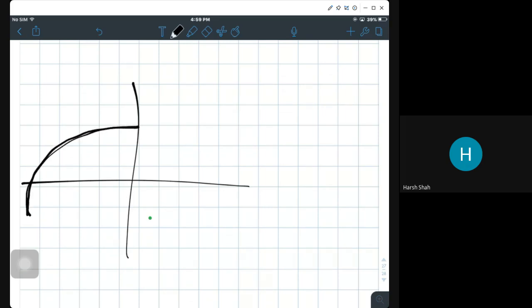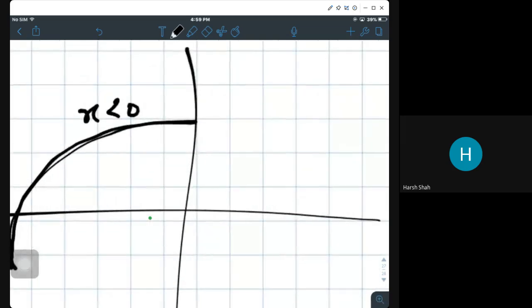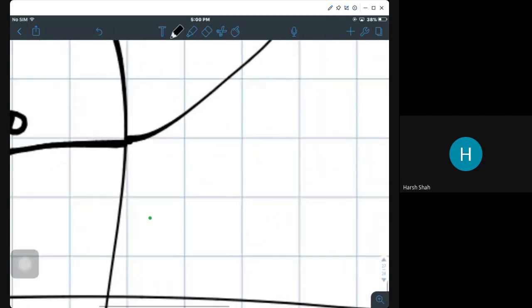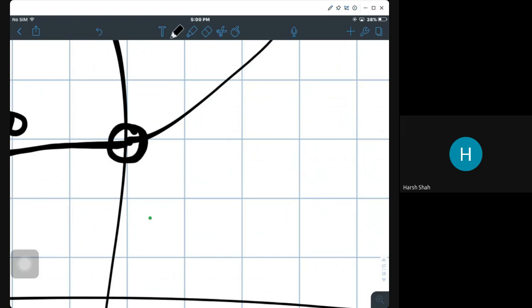For x less than 0, this is what I have as my graph. For x greater than 0, I have this as my graph. As you can see, at x equal to 0 I am not defining the function, but the graph is not breaking. It seems that from where it broke, it started from that point only. So this is what a limit signifies. Your graph is not breaking that much.